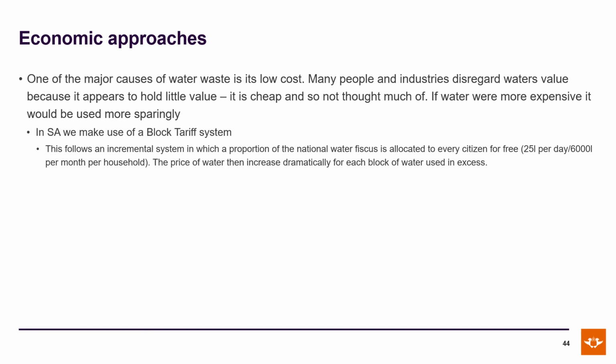So in South Africa, we make use of what's called a block system, which follows an incremental system in which a proportion of the national water fiscus is allocated to every citizen for free. Everyone has a right to 25 litres per day, or 6,000 litres per month per household. But if you use more than that block, the price of water will then increase. So for instance, if you need water for basic necessities, for drinking and sanitation, it is freely available to you. But if you want to use more than that, such as for filling up a swimming pool or watering your garden every day, you will incur a greater cost. And obviously that will change depending on water restrictions, depending on the drought, and so on and so forth.